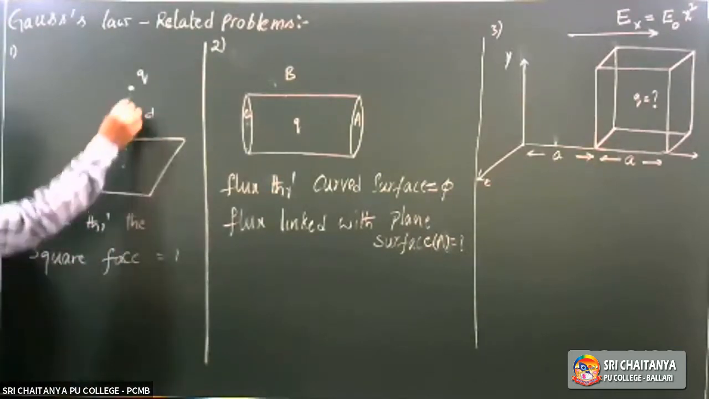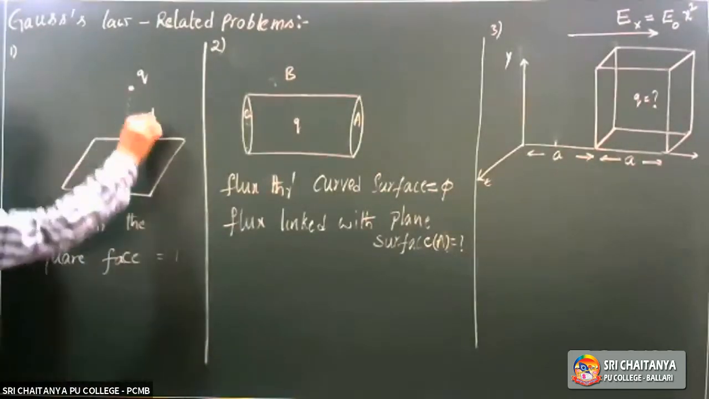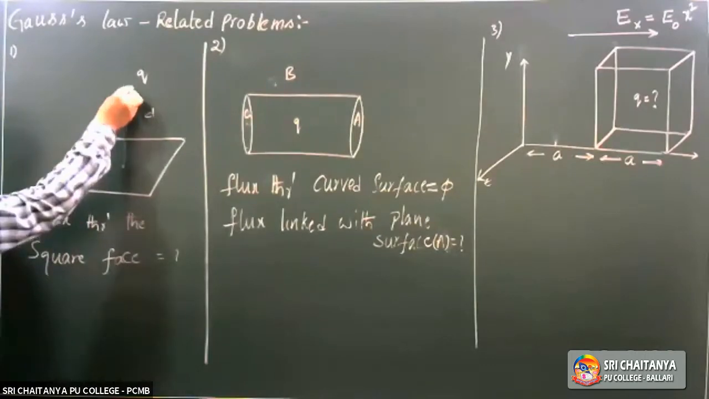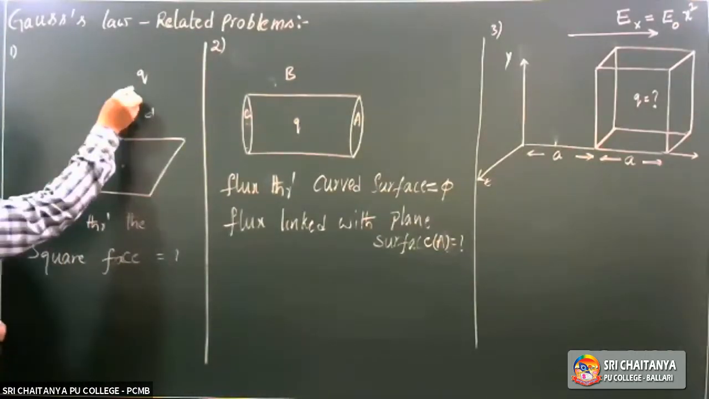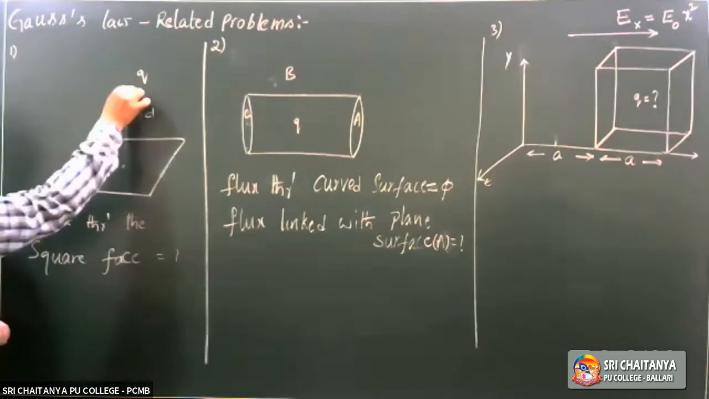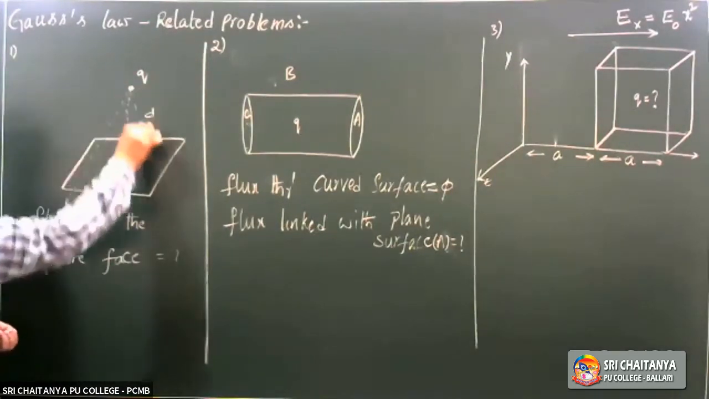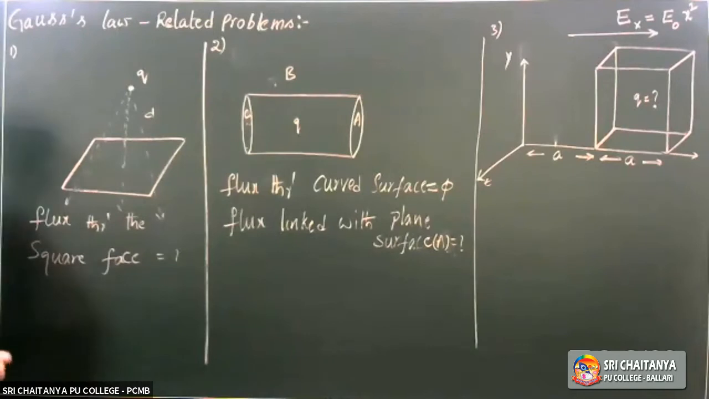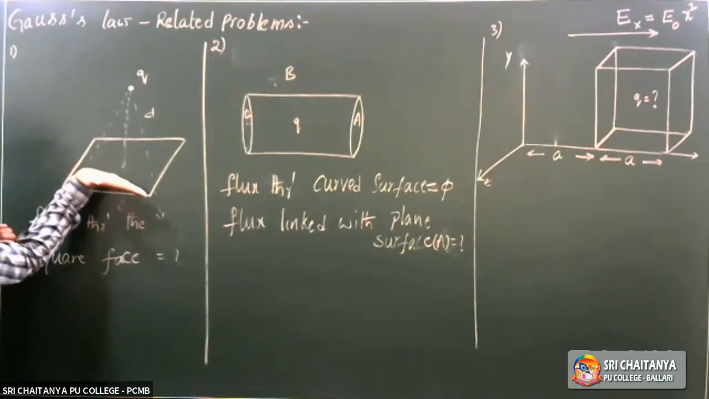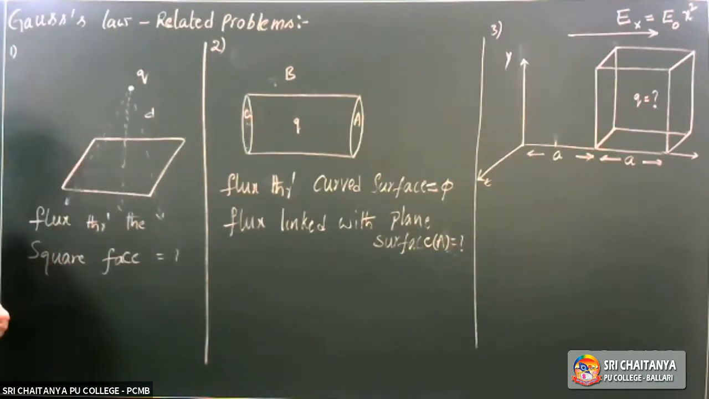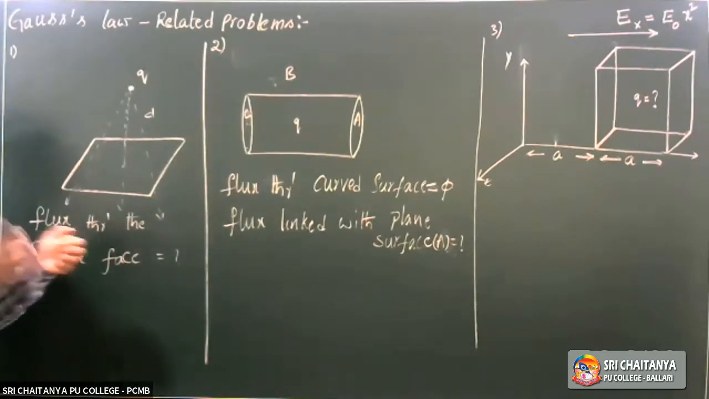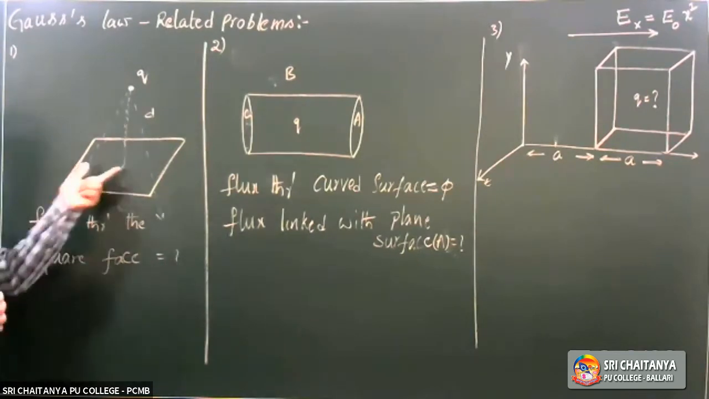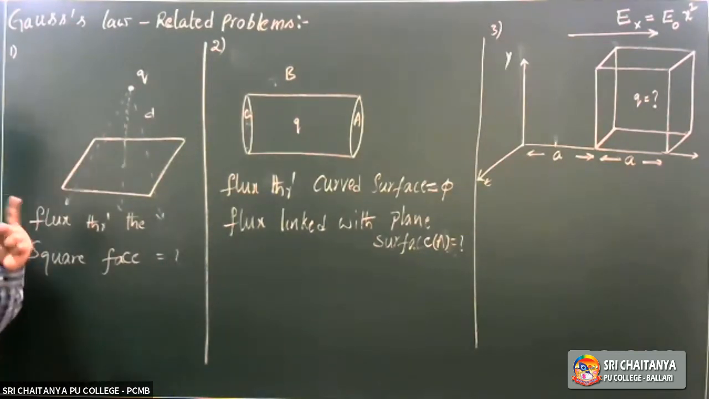What is the flux passing through this space? They asked the question, what is the flux passing through this space? Well, this square face can be considered as a part of Q.